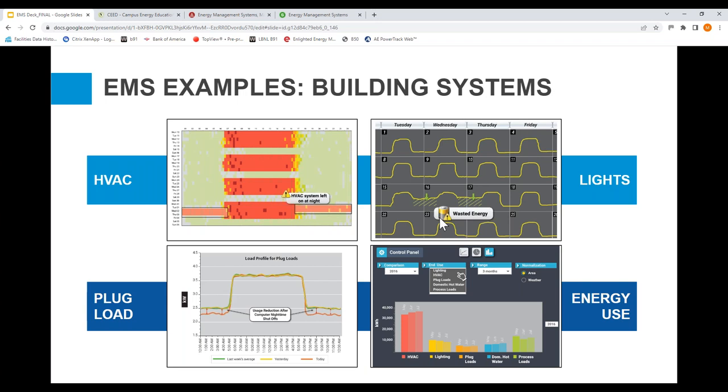And let me show one more. Let's look at the load profile for plug loads down here. This is basically an energy profile, like what I just described a few minutes ago. And so you're able to see the plug loads over a 24-hour period. You're seeing three different lines there, the green, the yellow, and the red or orange.